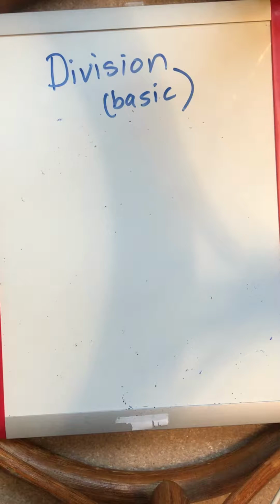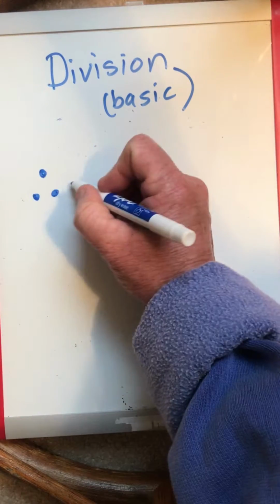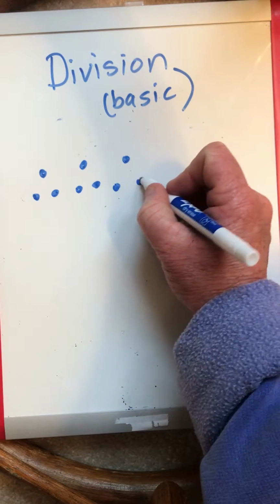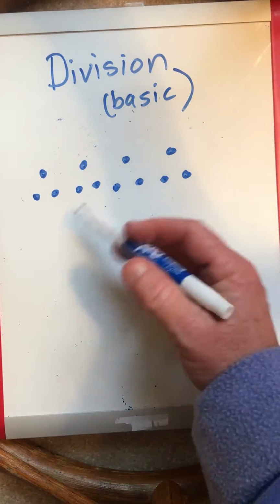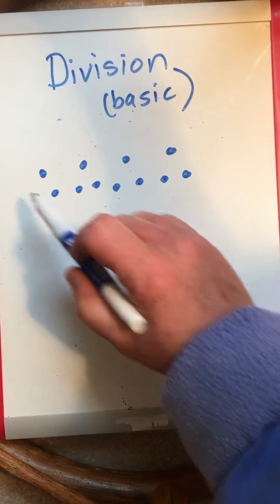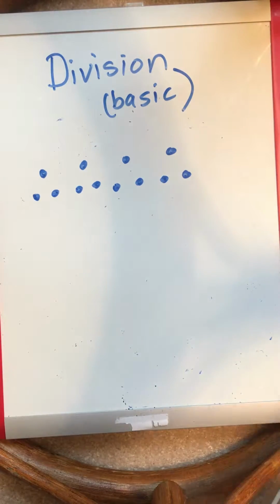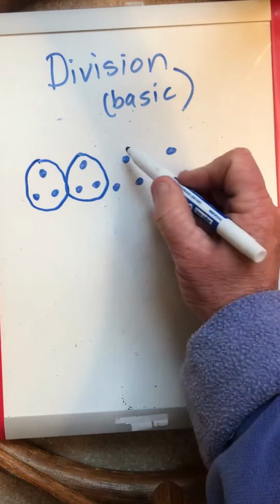Okay, boys and girls, in this video we are going to learn about division, our basic division facts. What division means is that you're taking a total number of items and breaking it up into groups. In this case we have dots: 1, 2, 3, 4, 5, 6, 7, 8, 9, 10, 11, 12 dots. And I'm going to break them up into groups of 3.